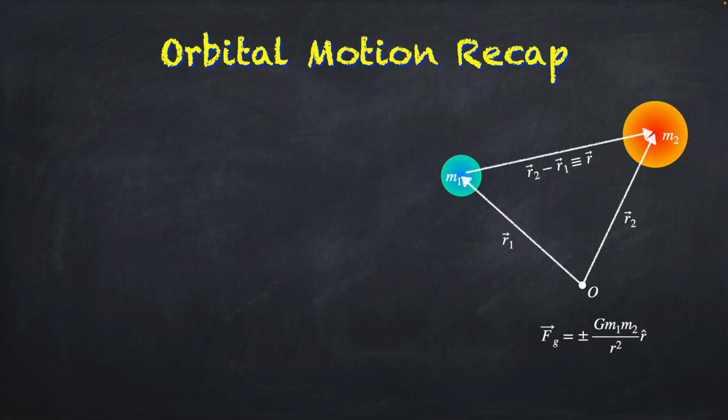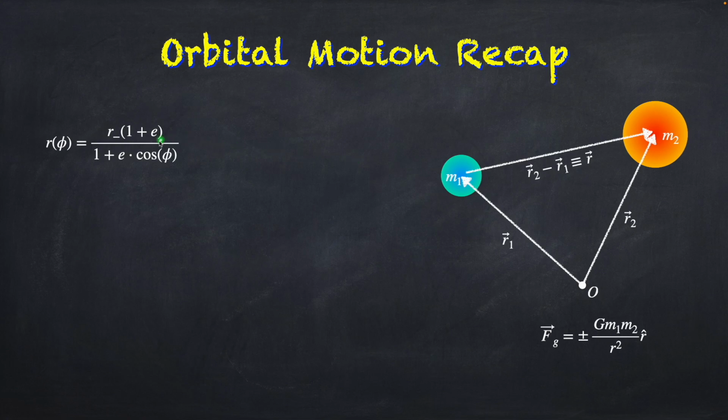We then plugged this into Newton's laws of motion and solved it to find that the relative position r traced out a conic section curve. Which conic section the orbit followed depended on the eccentricity e. r minus is the point of closest approach. It's the minimum r between these two masses, also called the periapsis point.